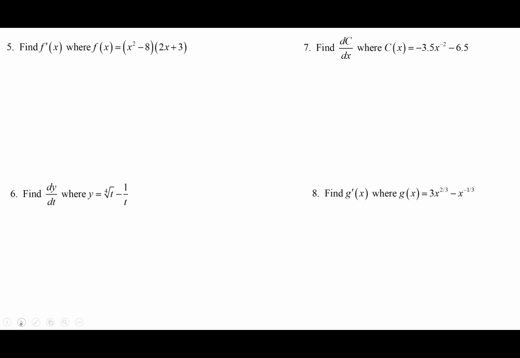All right. Now we have to do some things before we can use the power rule and the sum rule and the difference rule. With number 5 here, we're going to have to FOIL this out. So your function is 2x cubed plus 3x squared minus 16x minus 24.